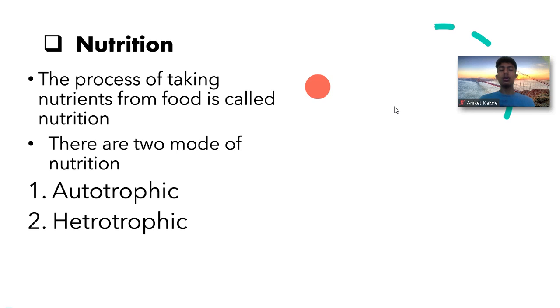There are two modes of nutrition, autotrophic and heterotrophic. First we will discuss autotrophic and then heterotrophic.